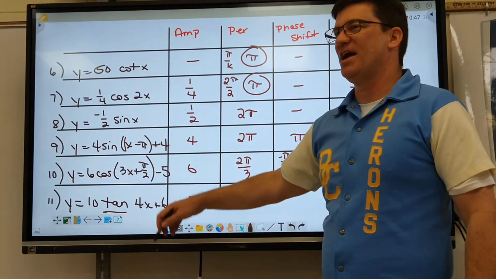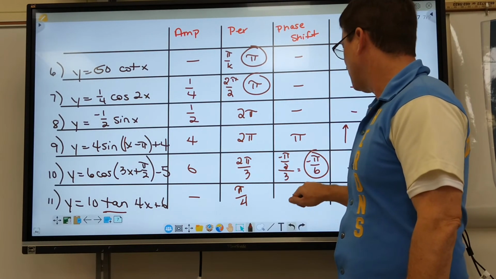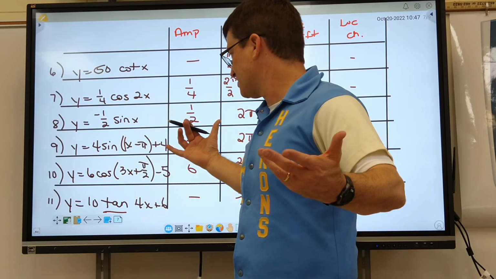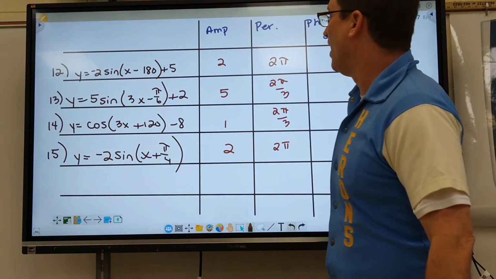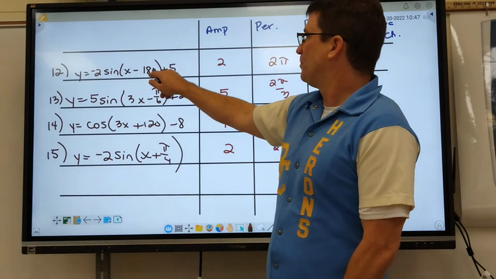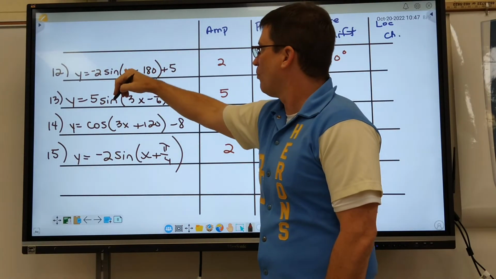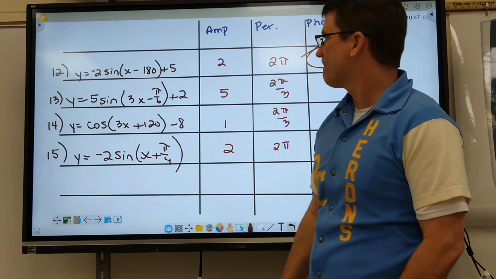What's your answer on 11? No parentheses, right? On 11, no parentheses, so that's a dash. 12. All right, look. Flip your sign here. That's 180. Divided by 1, so that was just 180. That's what I was talking about.